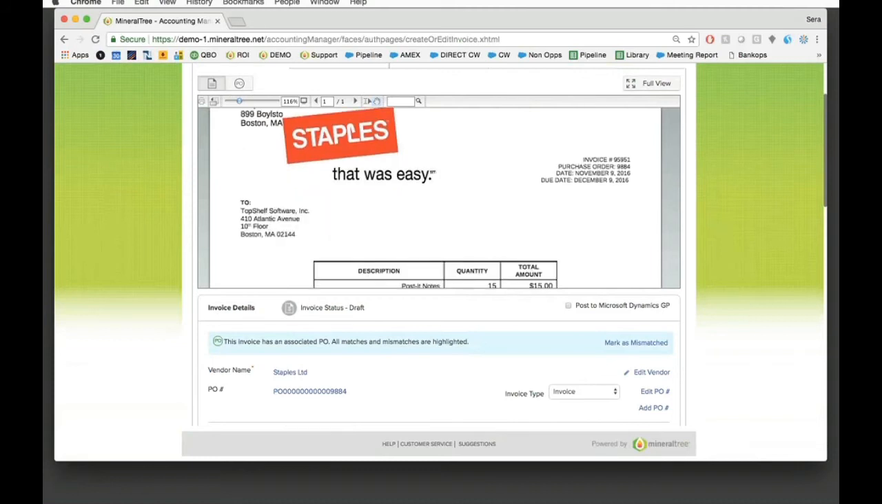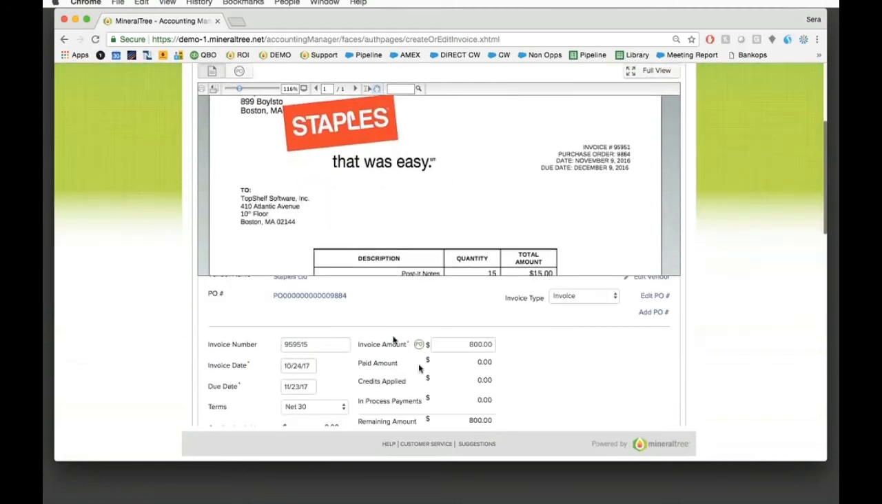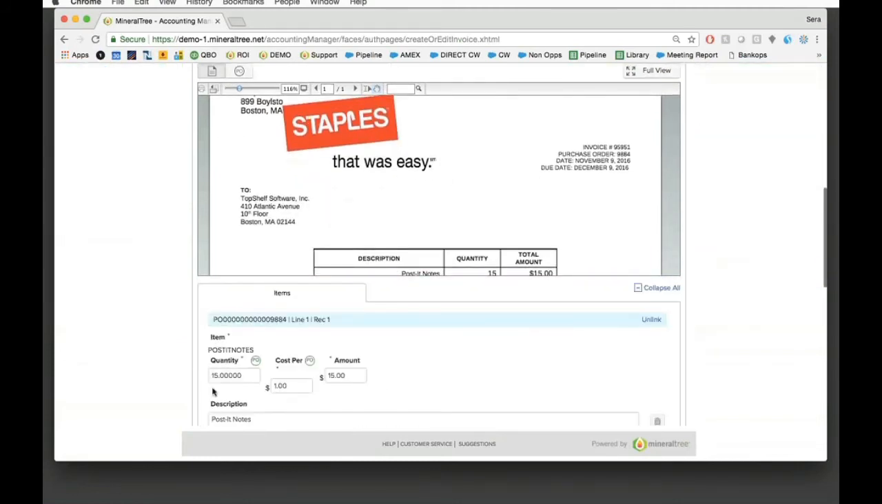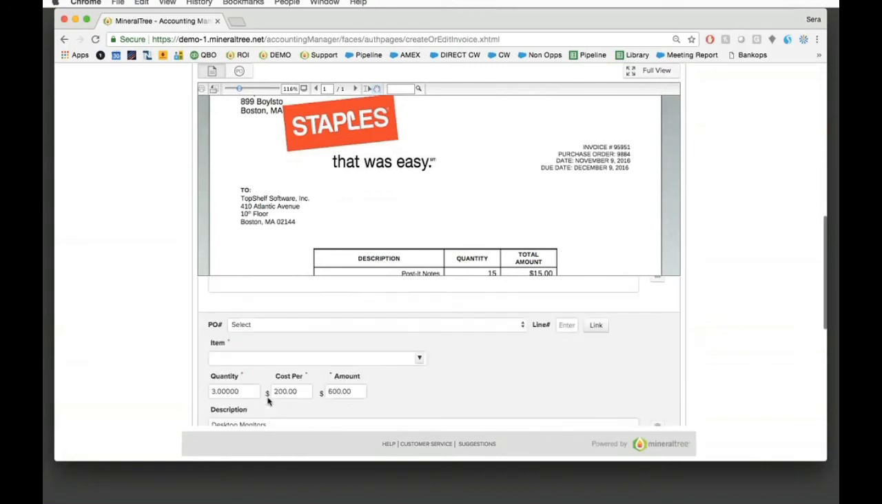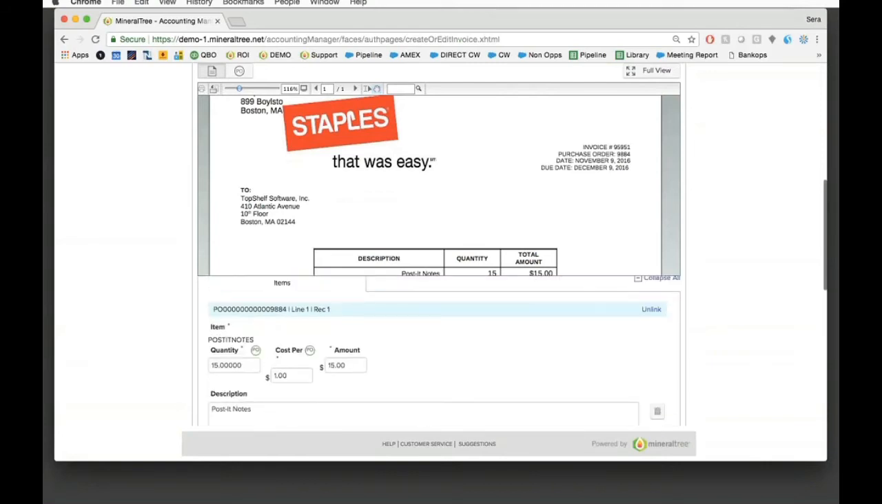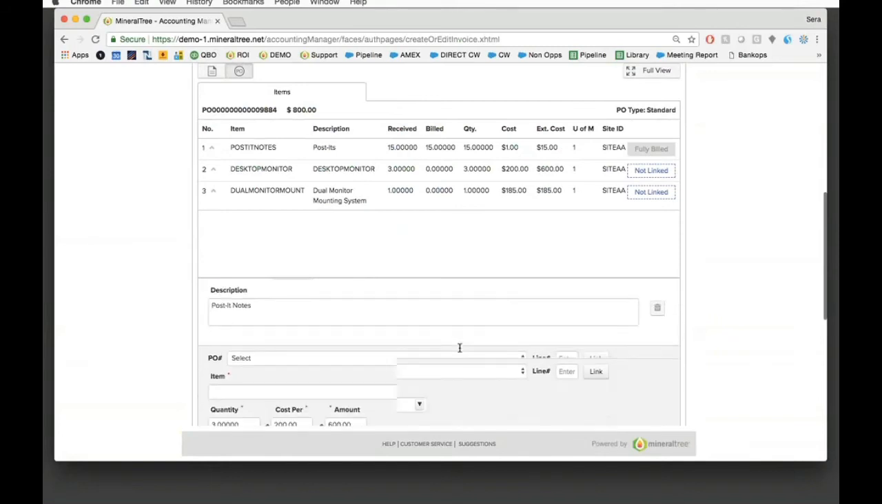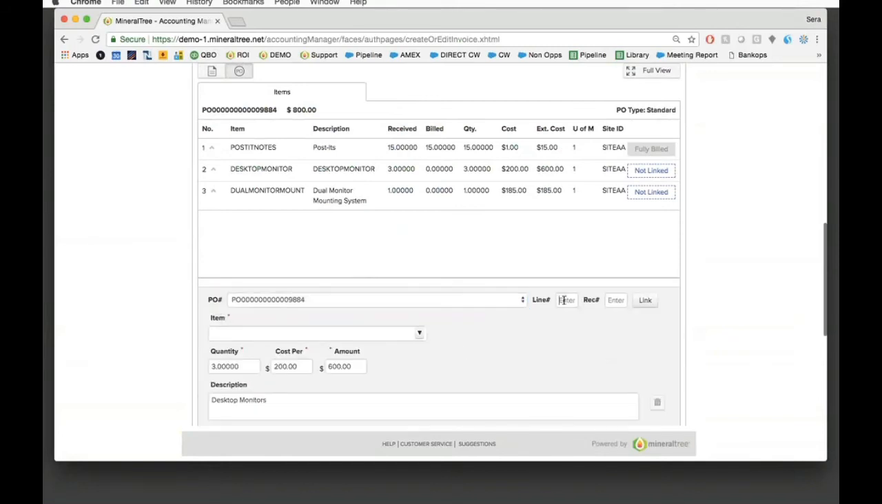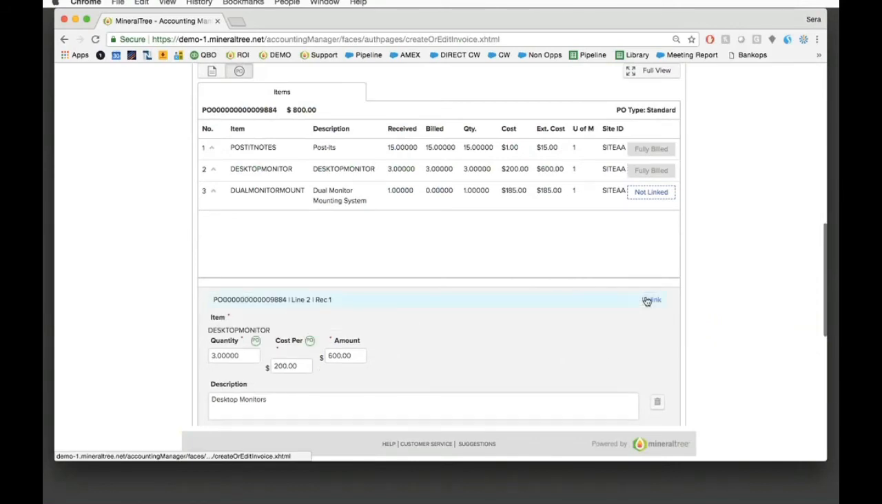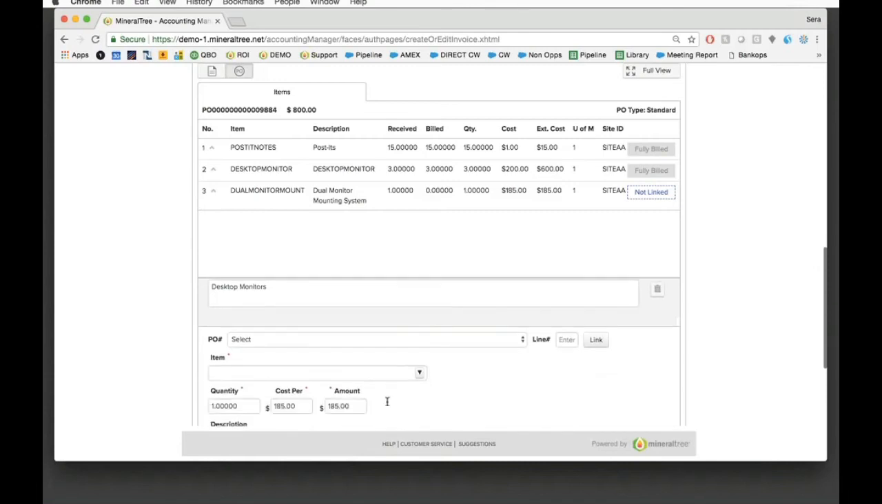So this is the PDF of the bill. This is the information that we picked up off the bill. And these are the line items that we've captured. All you have to do is look at the PO right here, and you can see that PO coming over from Great Plains into MineralTree. To build this PO, just click on the number, enter the line item, and hit one button, link, and it'll automatically tell you what's lining up and what's not. This is how you can easily build a PO as well.